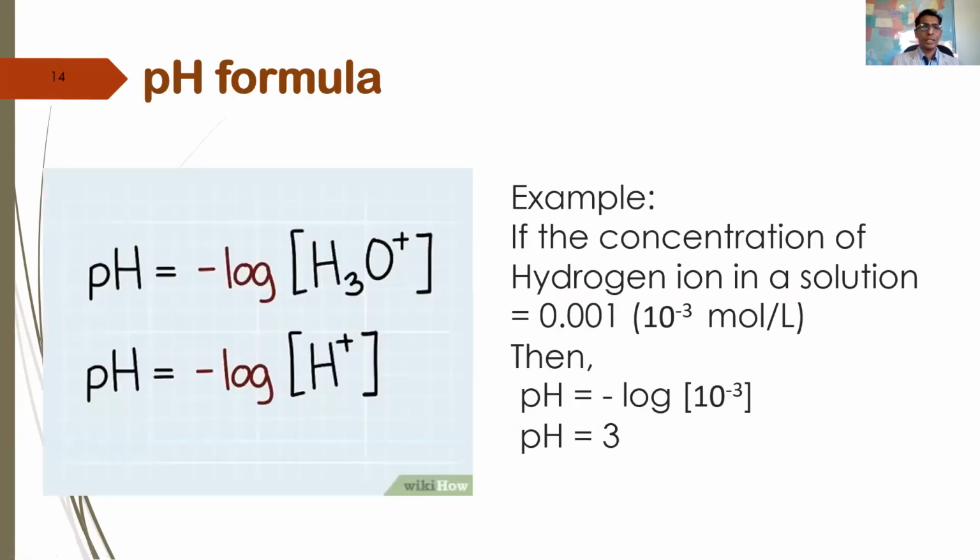So here's the formula for pH. pH equals minus the logarithm of the hydrogen ion concentration. For example, if the concentration of hydrogen ion in a solution equals 0.001, or 10 to the power of minus 3 moles per liter, then the pH is minus log of the hydrogen ion concentration, which is 10 to the power of minus 3. So we get a pH of 3. Very simple, very basic.